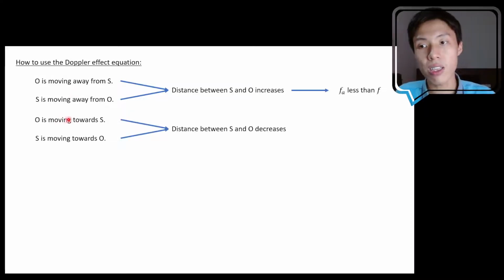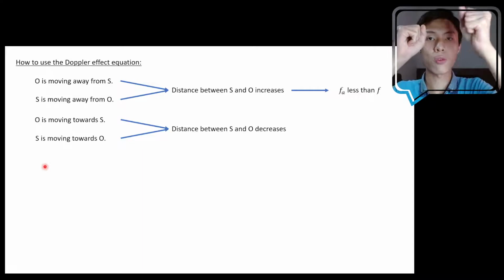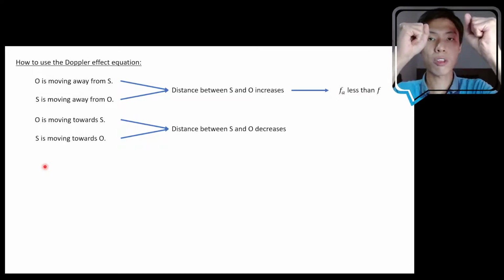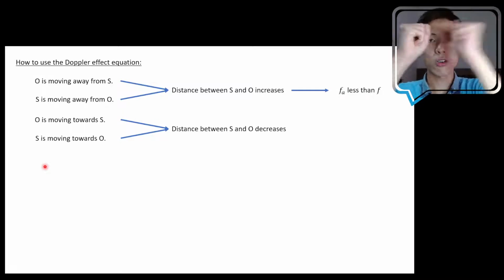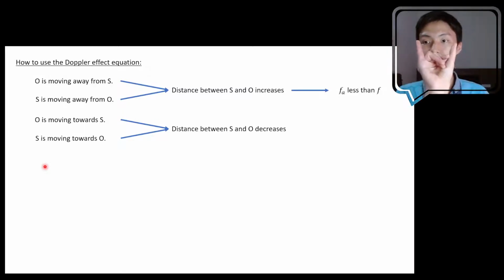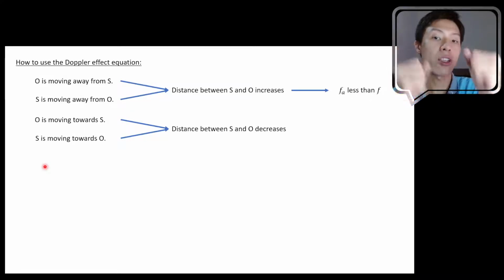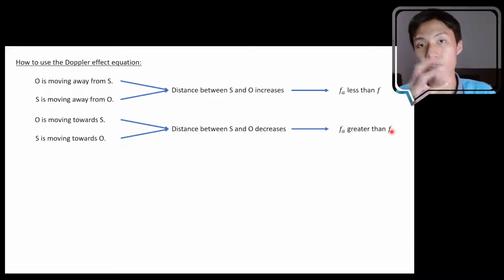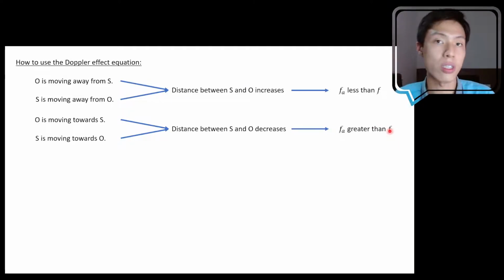Then you have a third and fourth scenario. One is the observer moving towards the sound source, or you have the sound source moving towards the observer. Both of them share a similar characteristic, in which the distance between them decreases. And if you see the distance between the sound source and the observer decreases, you know that the apparent frequency will be greater than the frequency of the sound wave produced from the sound source.